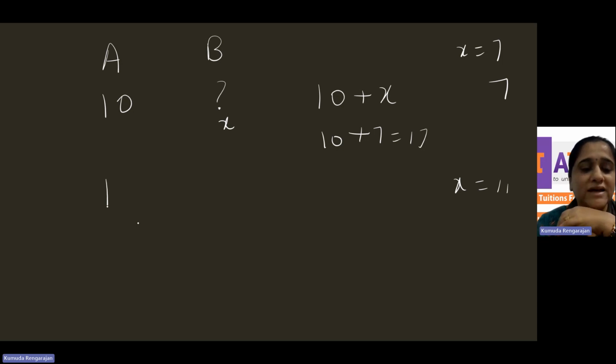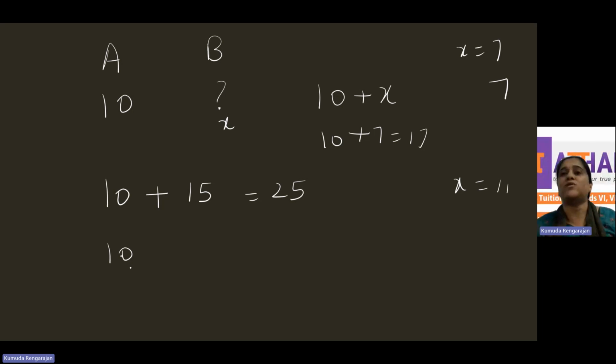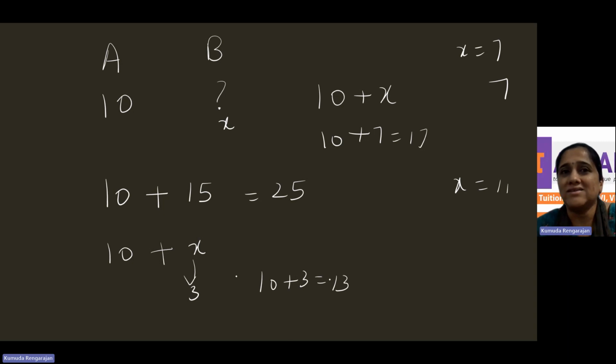Okay, so if you know that A has 10 toys and B has 15 toys, then in all they have 25 toys. But if you know A has 10 toys, while you don't know the number of toys with B, then you call the number of toys with B as x, y, or z. And the total number of toys will be 10 plus x. Correct? Now, if supposing you find out that x is 3, then they have 10 plus 3, which is 13 toys. Now we understand that the variable x can take any value. Any value can be 3, 7, 11, anything.